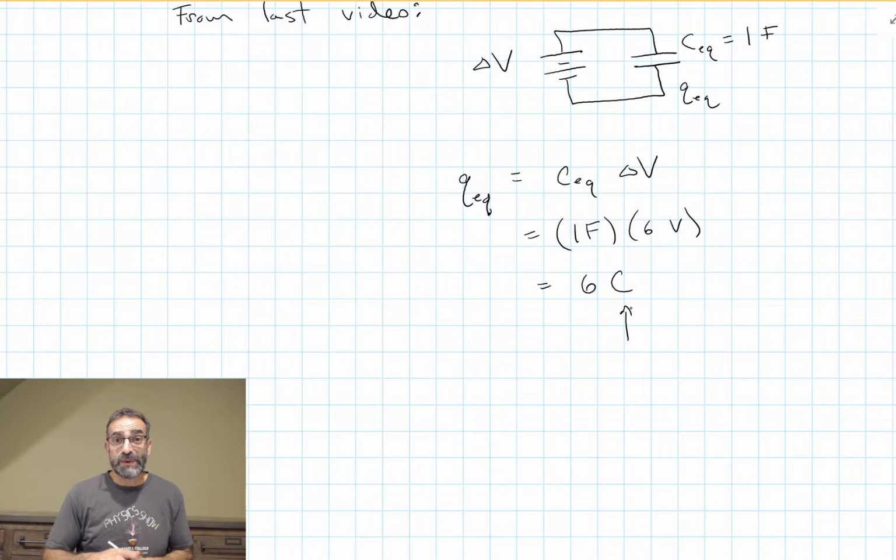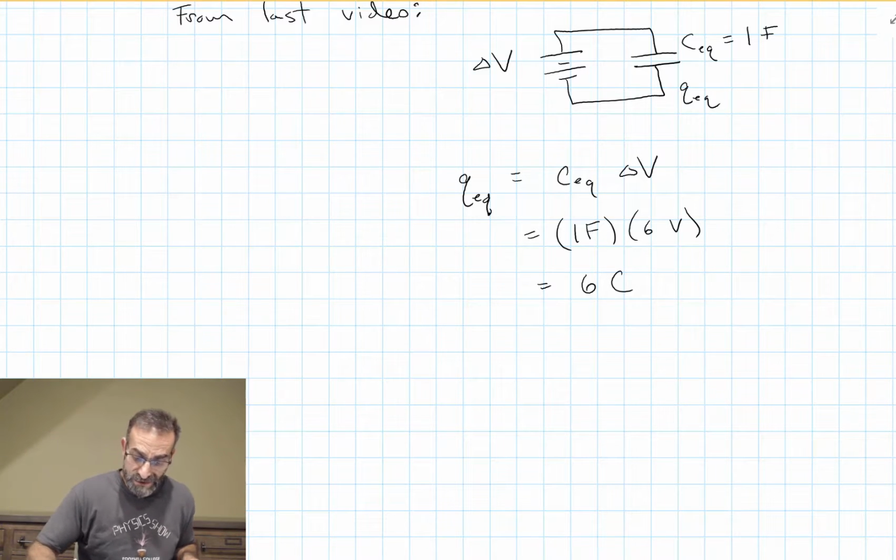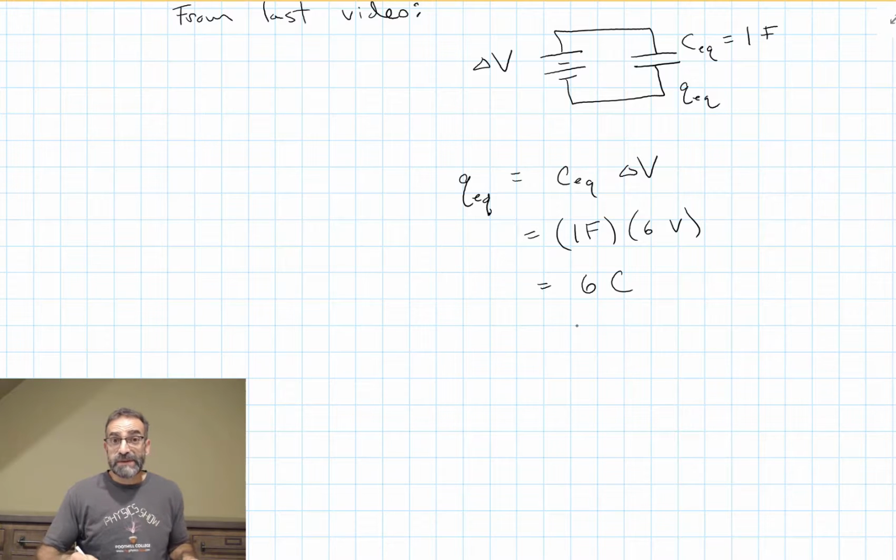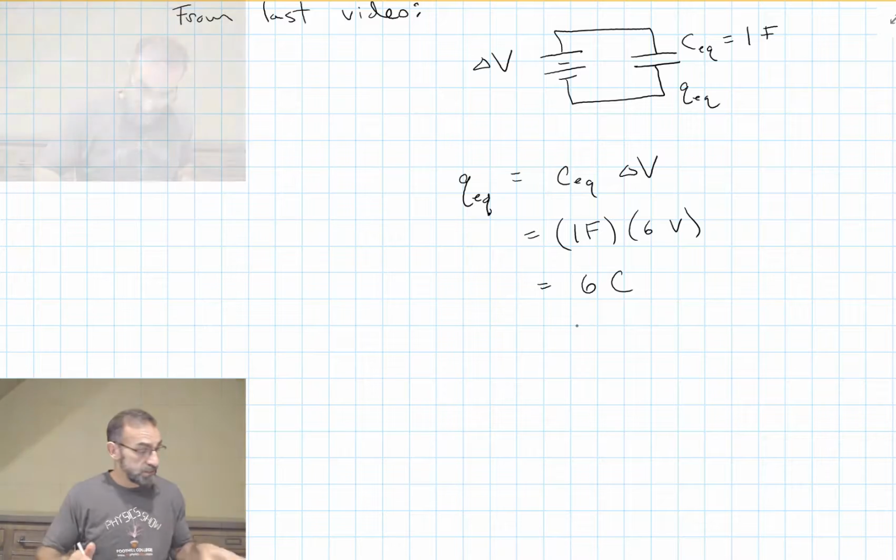capacitor, 6 coulombs. Now that I know the charge and the potential difference across my equivalent capacitance, how much is the potential difference across this capacitor? It's just the potential difference from the battery, 6 volts. Now I can work backwards. This equivalent capacitor really stands for 2 capacitors in series.